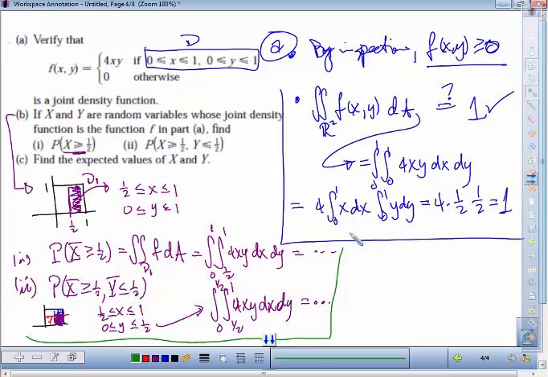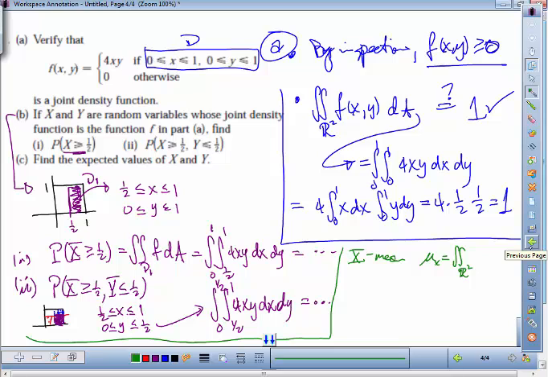All right, the last one is to find the expected value of x and y, so the averages, the x mean and the y mean. I'll do one of them. Well, I'll start one of them. For the x mean, the formula says that you're going to take the double integral over the whole plane of x times the function.